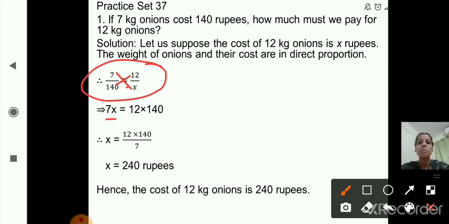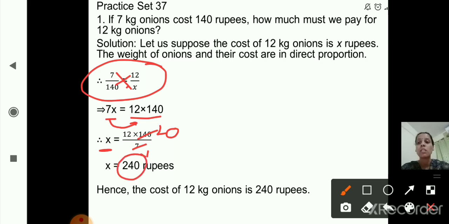So 7 multiplied by x is 7x, and 12 multiplied by 140. Now we have to find the value of x. So x we write as it is, and 7 goes to the other side, so it becomes divide. So x is 12 multiplied by 140 upon 7. Now we can cancel this. 7 ones are 7, 7 twos are 14, and here it is 0. 140 divided by 7 is 20. So 12 multiplied by 20: 12 twos are 24, and 0, that is 240 rupees.